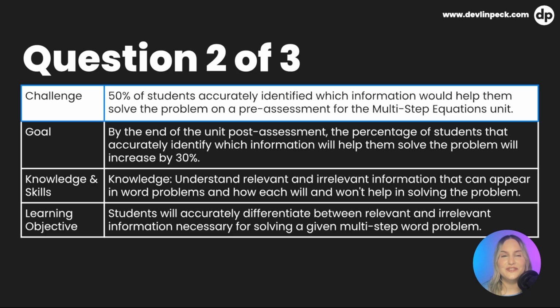All right, ready for the reveal? So the challenge is that 50% of students accurately identified which information would help them solve the problem on a pre-assessment for the multi-step equations unit. Now, you might have come up with a different number, and that's okay. I'm not expecting you to predict the exact number here, but as long as you have something similar, that's important.